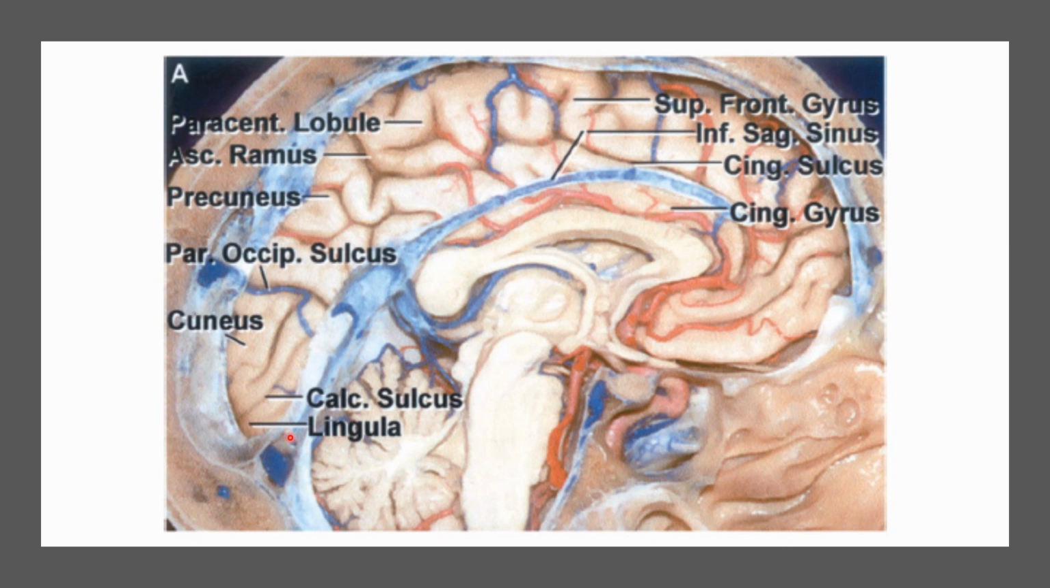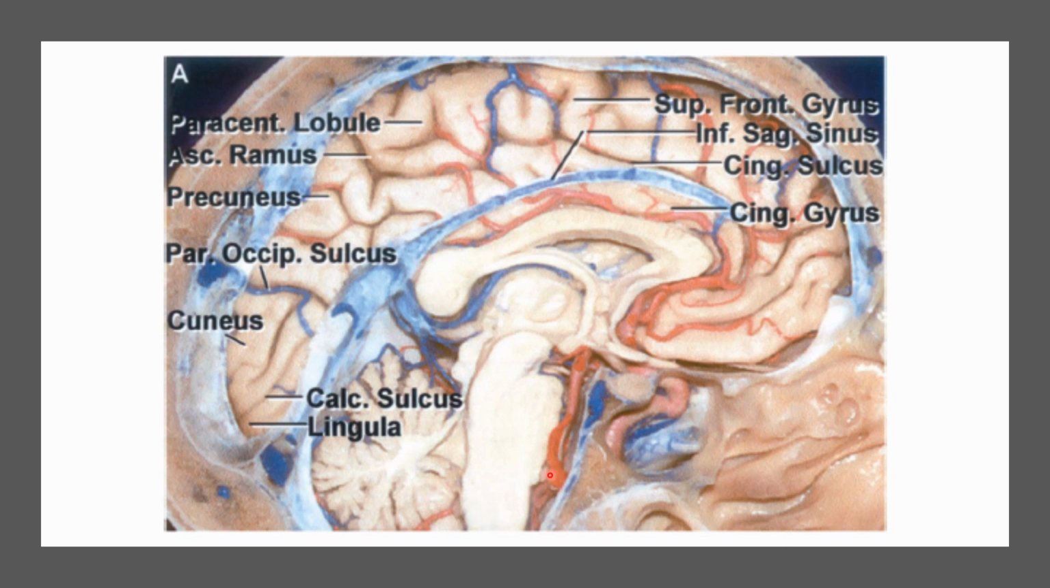The important thing about this slide that you have to remember is that there is a tentorium here, which separates the structures of the brain into the supratentorial compartment, which contains the cerebral hemispheres, and the infratentorial compartment, which contains the cerebellum, the midbrain, pons, and medulla.